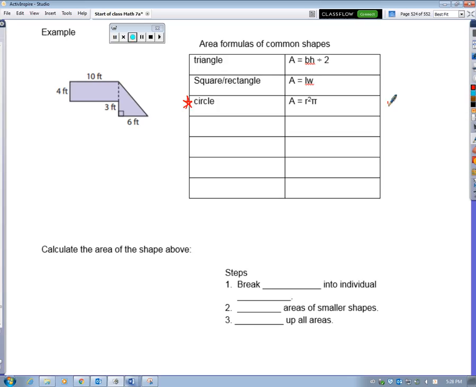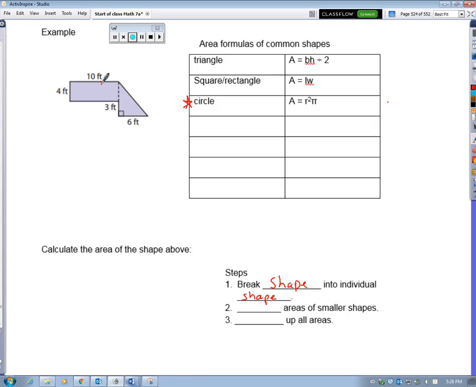We're going to move down here to step number 1. We're going to break the shape into smaller shapes. Now, they've already done that for us. They already have this dotted line run across right here. Once you've got it broken into smaller shapes, a good thing to do is to go ahead and label the sides that do not have any numbers. It'll really help us out.